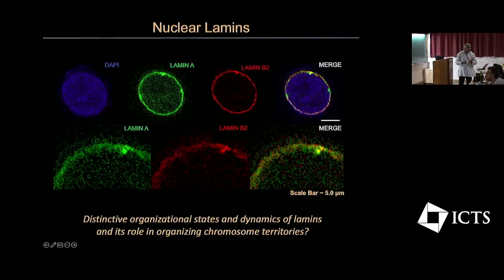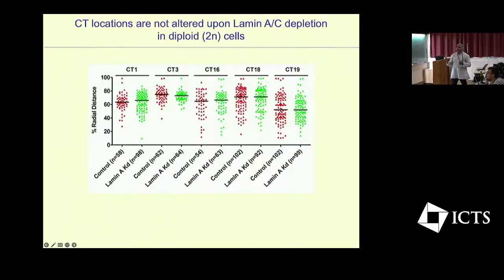Now, when you see from a super resolution imaging perspective, you can see that the nuclear lamins are at the border. You can also see that there are regions that overlap and therefore you see a colocalization. But there are also regions that don't overlap, and they have become major areas of interest because these are the regions that are actually contacting chromatin. And therefore, it becomes very interesting to ask what these lamins do to chromosome territory organization in the nucleus.